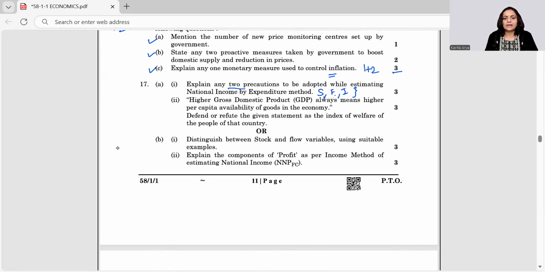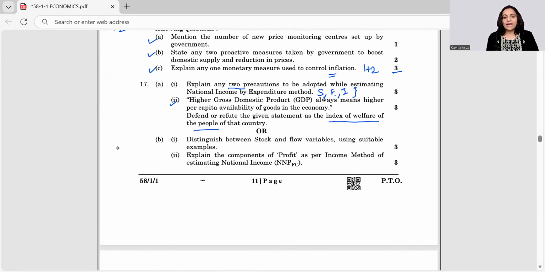Then, higher GDP always means higher per capita availability of goods in economy. This question is such an important question. It's most often every third paper it is there, but in a very twisted language, right? Sometimes they simply talk about GDP and welfare, but some content from that section is taken up. So they say defend or refute the given statement as the index of welfare.